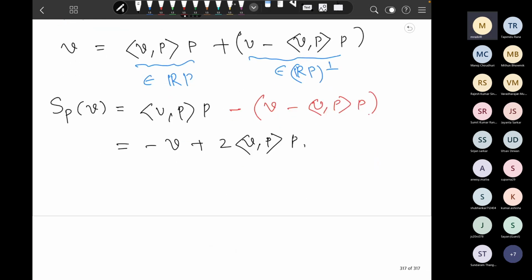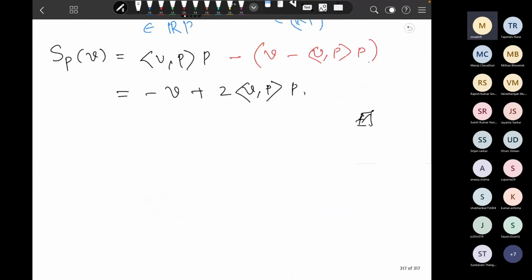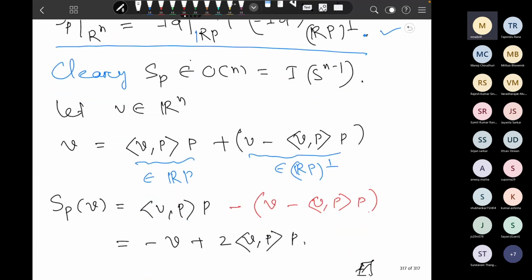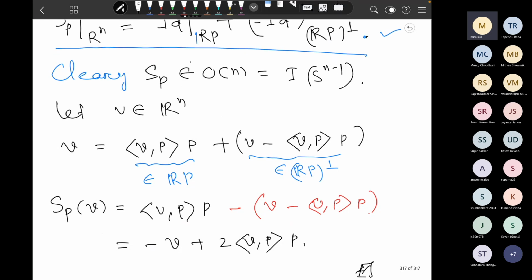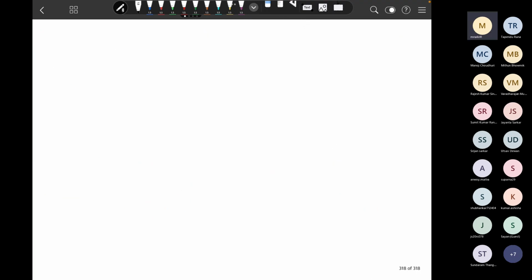So what it does basically, any vector b, you have to decompose into two things: one in the direction of P, and one in the direction of P perp. In the direction of P we fix that component, and in the direction of RP perp you just change that component to its negative. So this is all.